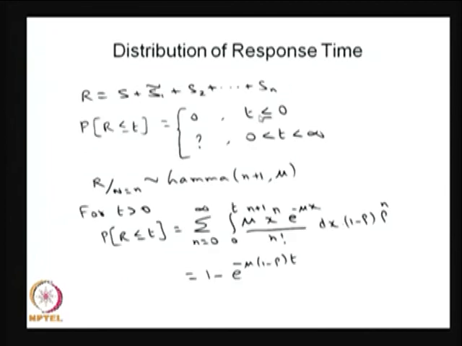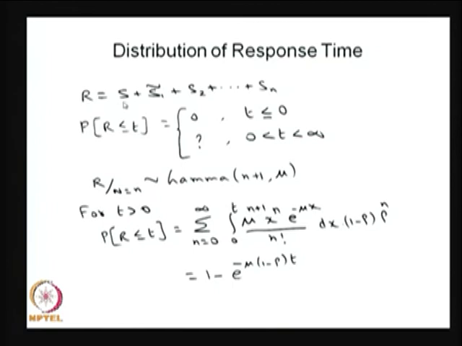Similarly, one can get the distribution of the response time also, or the total time spent in the system. The total time spent in the system is a random variable: the residual service time of the first customer who is in the system, plus all the remaining n customers in the queue, plus your own service time. Therefore, this is not a mixed random variable, this is a continuous random variable, because your service time is a continuous random variable which is exponentially distributed.